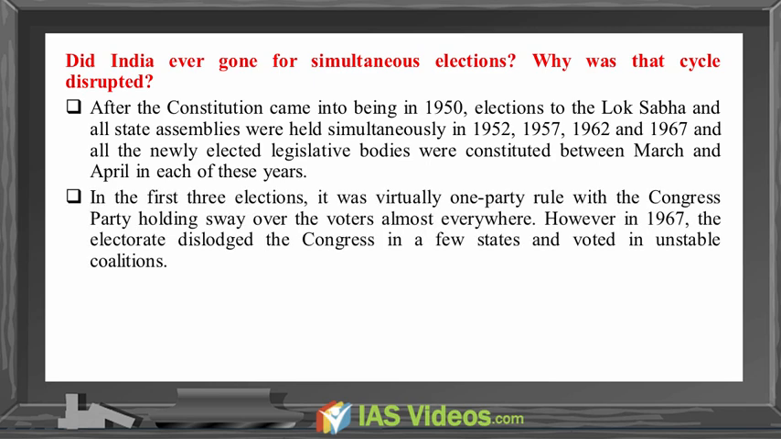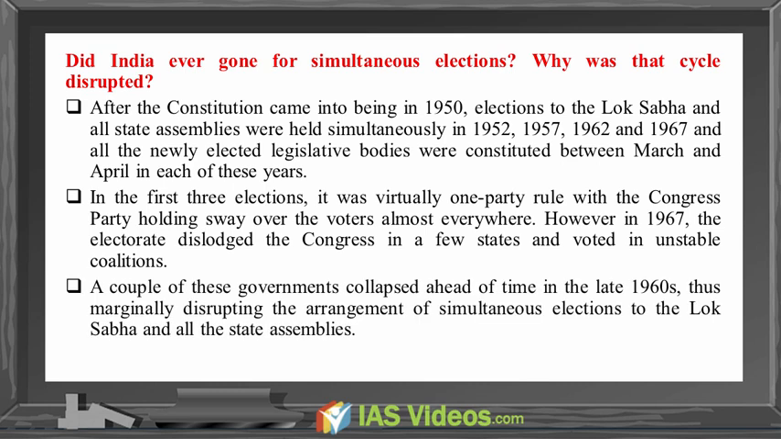In the first three elections, it was virtually one-party rule with the Congress Party holding sway over the voters almost everywhere. However, in 1967, the electorate dislodged the Congress in a few states and voted in unstable coalitions. A couple of these governments collapsed ahead of time in the late 1960s, thus marginally disrupting the arrangement of simultaneous elections to the Lok Sabha and all the state assemblies.